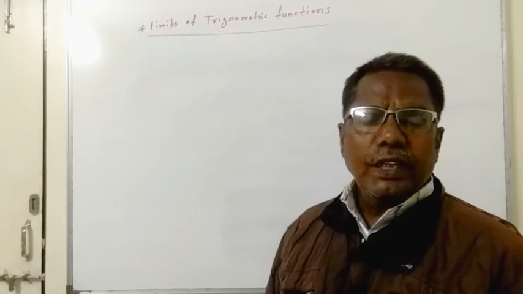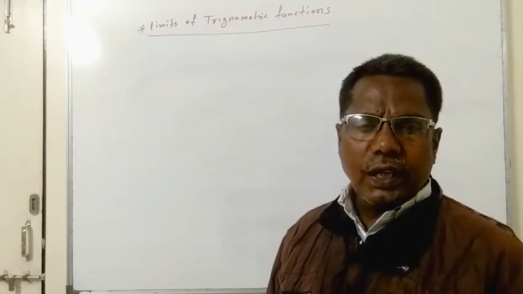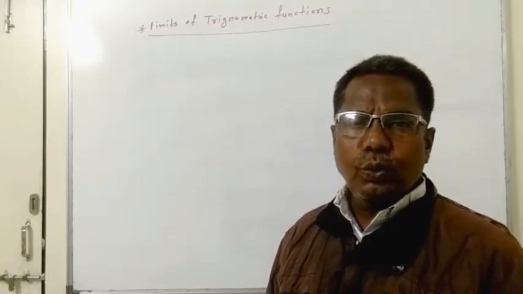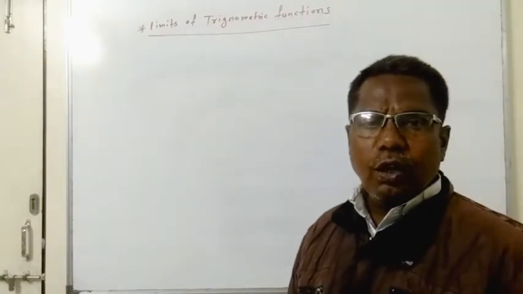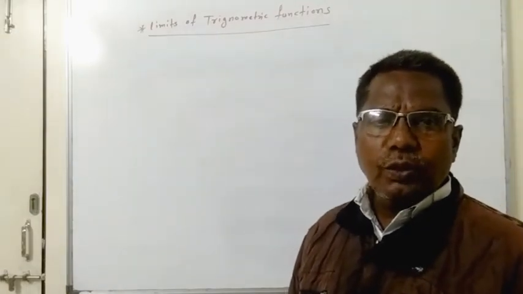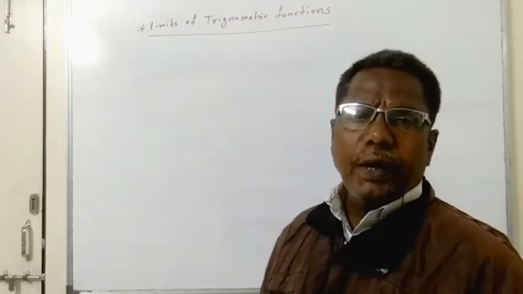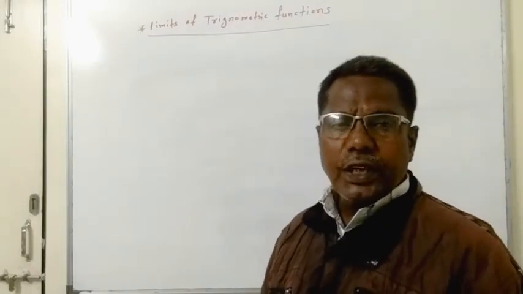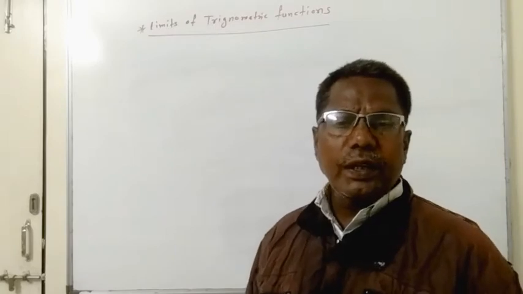The next method is rationalization. In that, root functions are there and the example takes the indeterminate form 0 upon 0. For that, we rationalize, that is, we multiply the numerator and denominator by the conjugates of the root functions, and then after simplifying, we use the factorization method, standard formula, or maybe the direct method, and we get the limit.